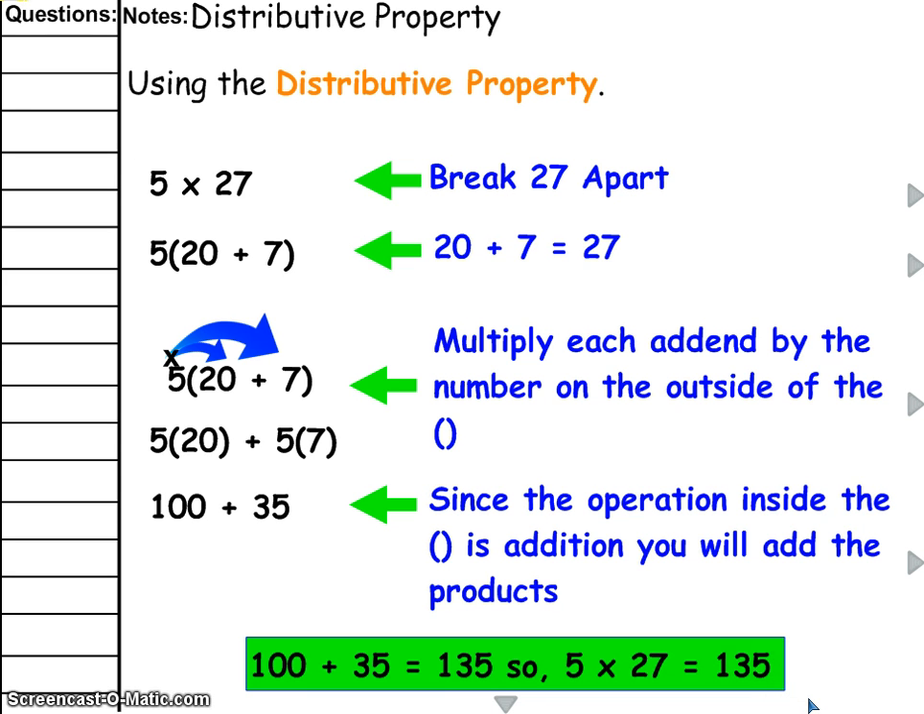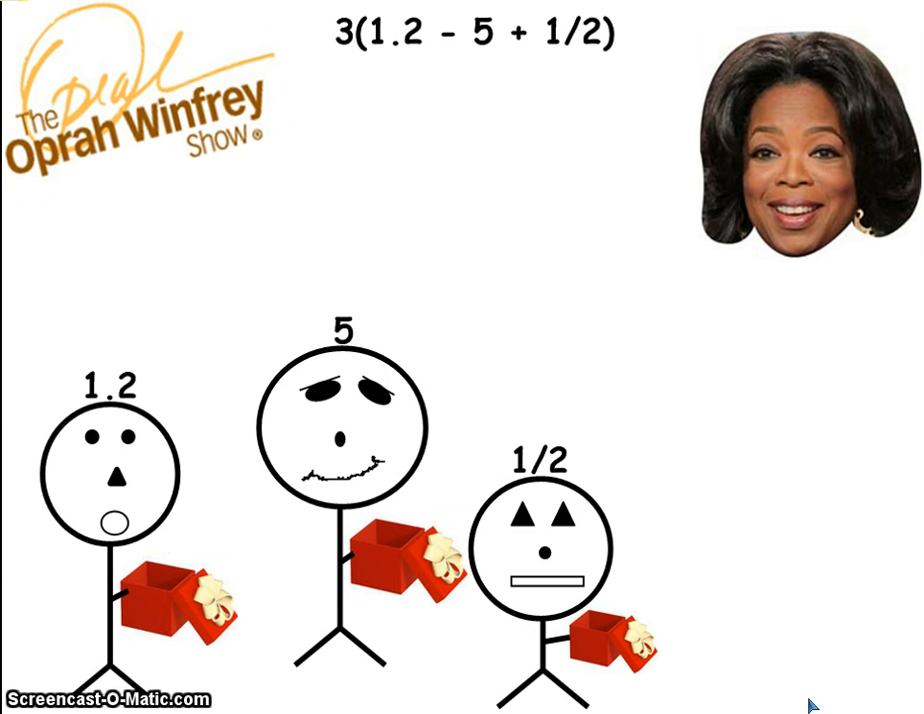You may be asking, well, why do we need to go through that entire process when we can just simply multiply 5 times 27? I'll explain the why in just a little bit and why it's important to know the distributive property. First, I want to make sure you understand what I mean by taking the number on the outside and distributing it to the numbers on the inside of the parentheses. So we're going to practice that.